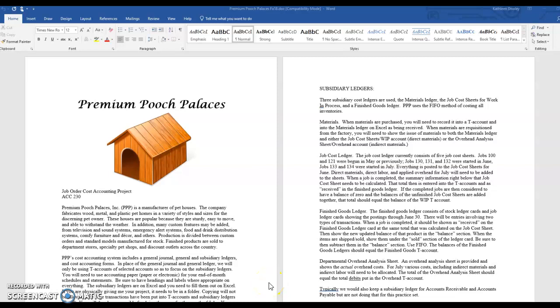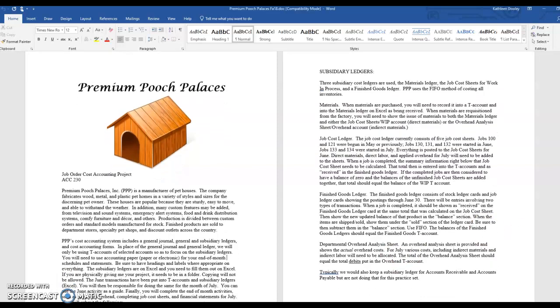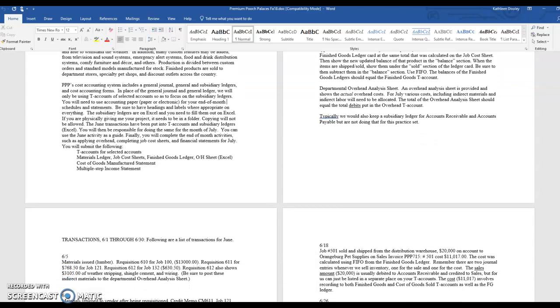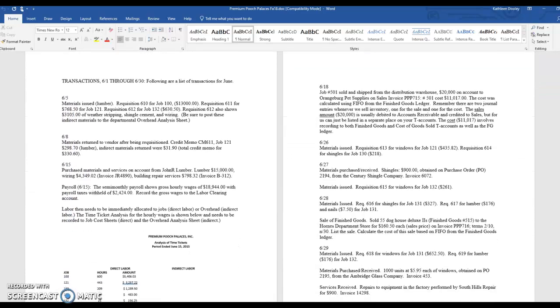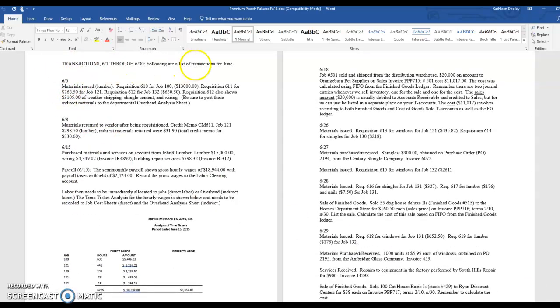Okay, let's take a look at the June transactions and see what was done with those. So here starts the June transactions, and the very first one is on June the 5th, and materials are issued, that is lumber.